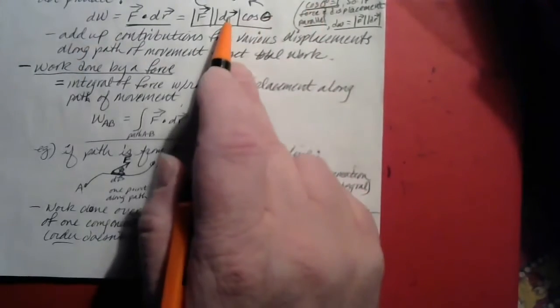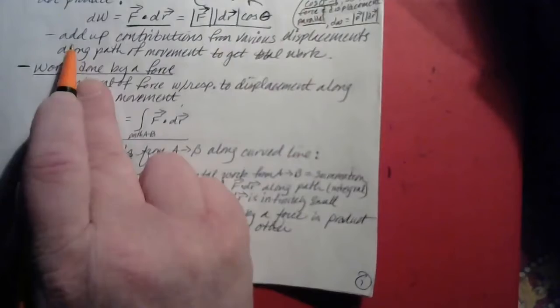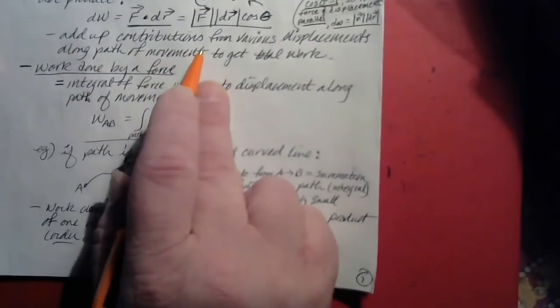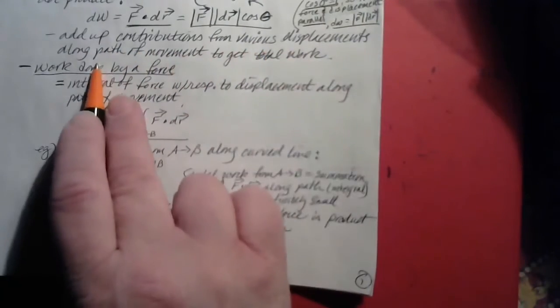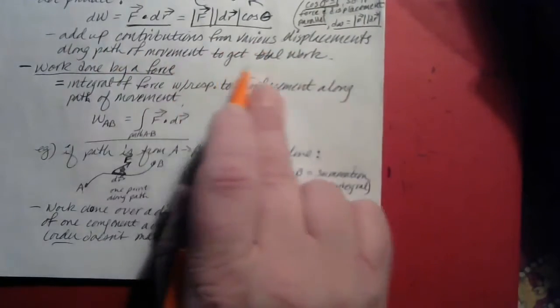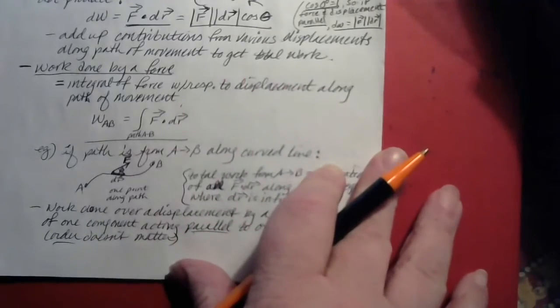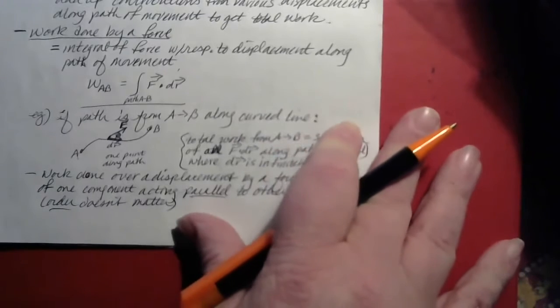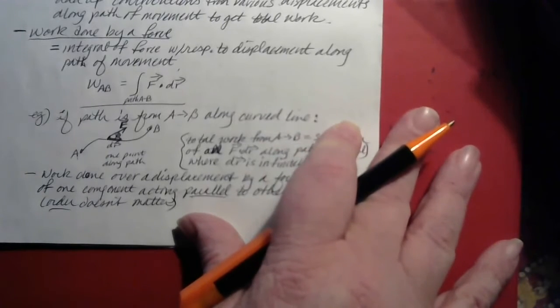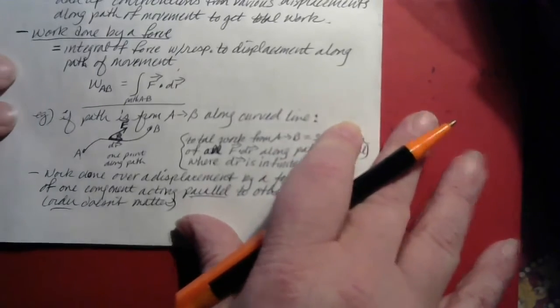Because D being distance or displacement. So if you've got a complicated situation in which the force or displacement are being exerted in various directions, then you would just have to basically add up all the contributions from the various displacements along the path of movement to get total work. And that is leading up to what you might suspect to be an integral, and indeed it is.